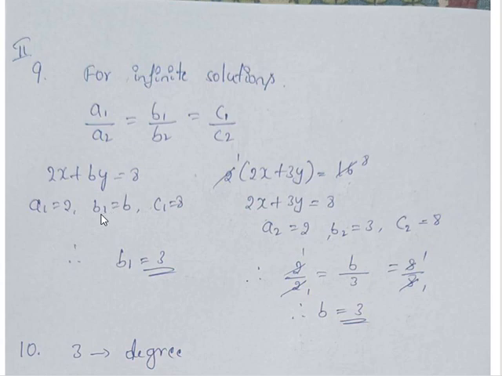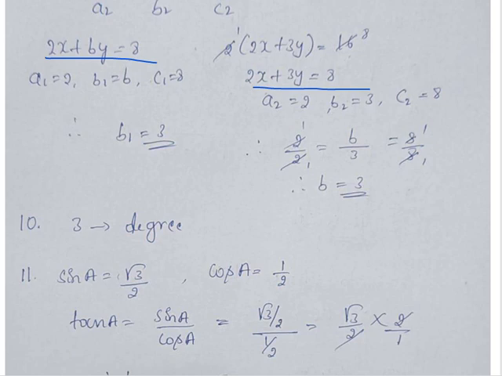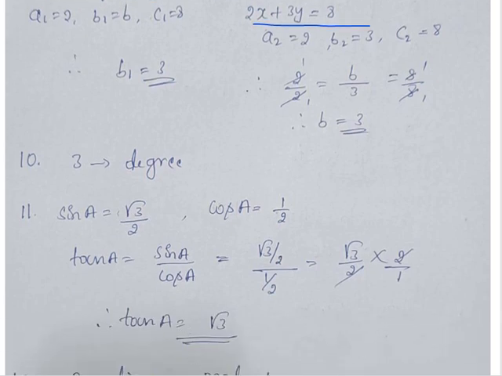Or if this is a one-mark question, you can observe here 2x plus by is equals to 8, 2x plus 3y is equals to 8. If you observe these two equations, in place of b you will get 3 here. Directly you can write b is equals to 3. Okay, so next, the 10th question we can observe here.